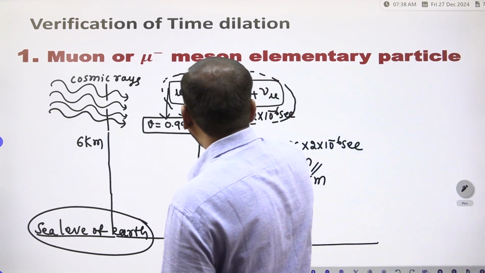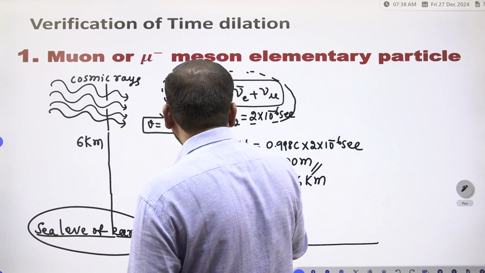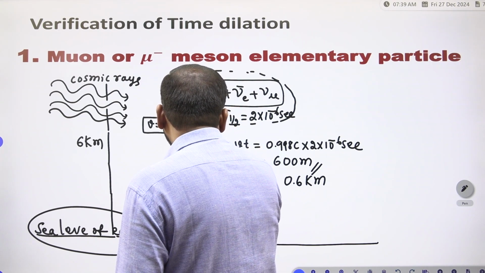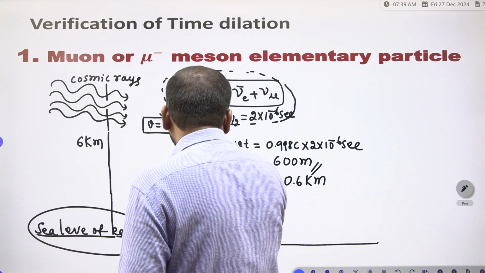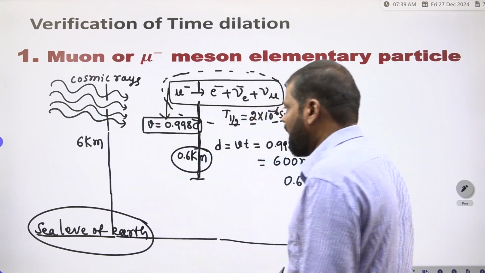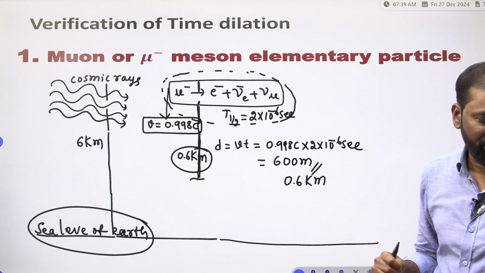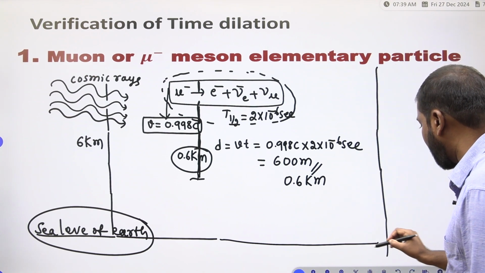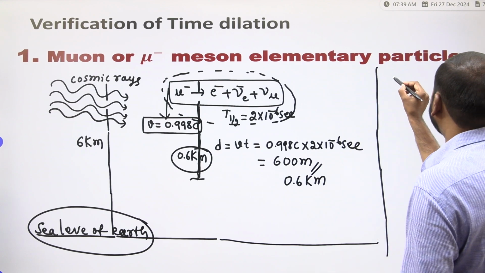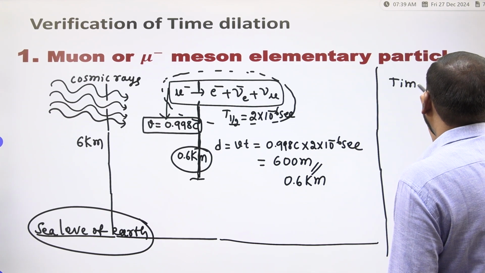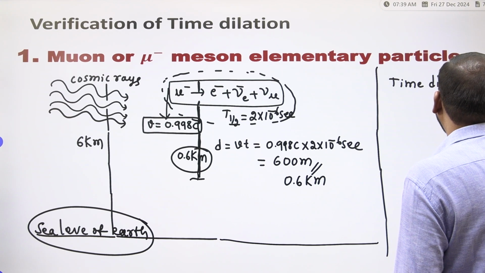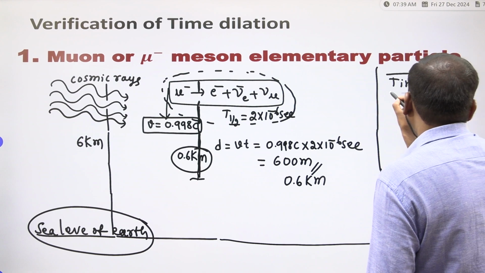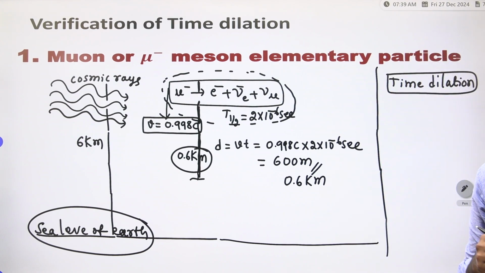So, in the atmosphere, this mu minus meson will come only up to 0.6 kilometers, clear. So, this is the rest frame if you have to consider. Now we have to use the time dilation phenomenon, where we take the rest frame and the moving frame with velocity.